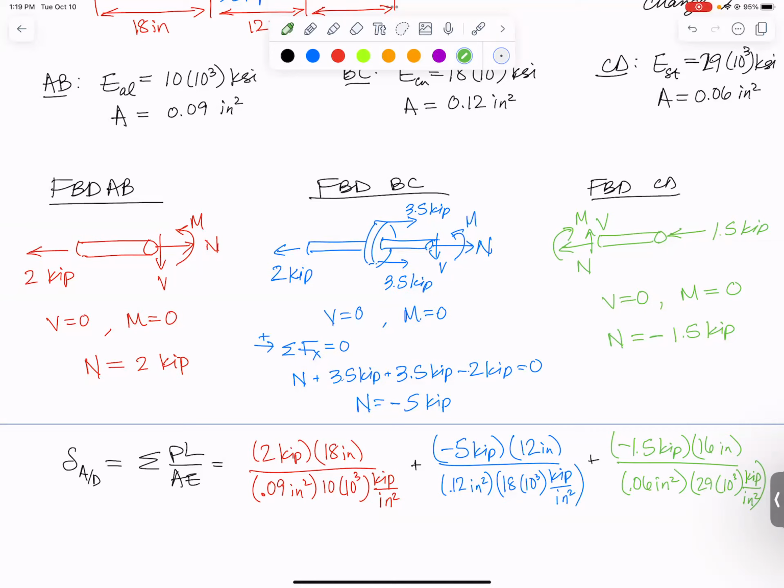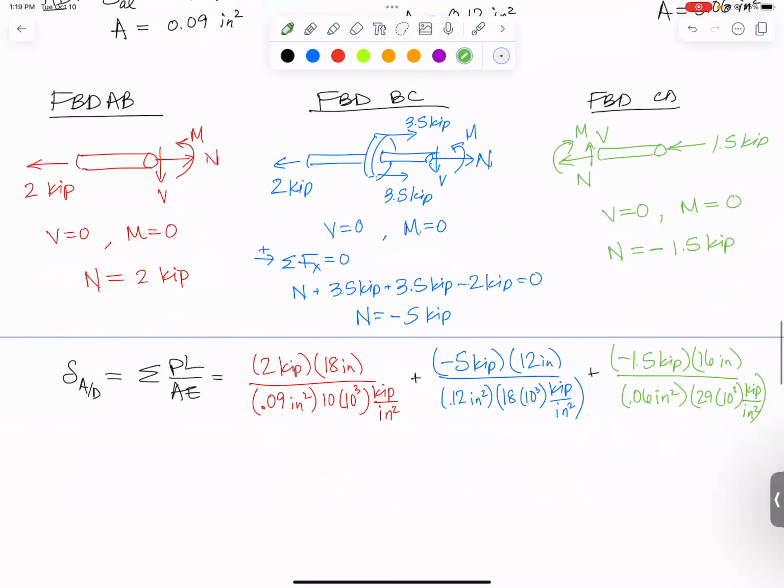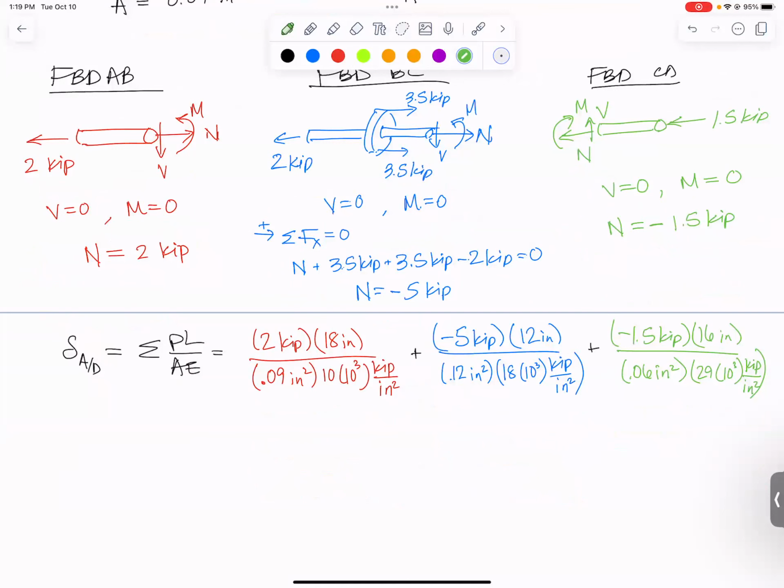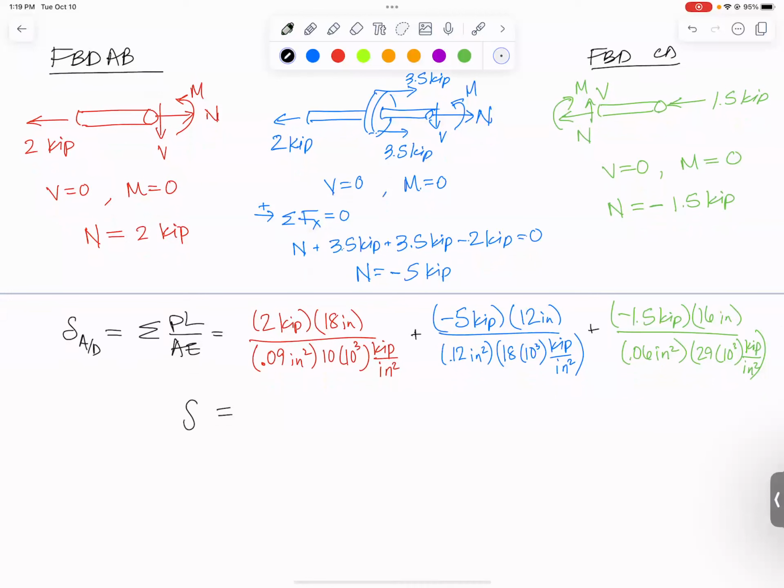And now it's just a matter of dropping it in the calculator. It might be worth double checking that all of the units cancel out. You'll notice we've got kips on the top and bottom in every equation, and inches squared and 1 over inches squared in the bottom of each equation. So we'll be left with inches when we're done. And punching all this into my calculator, I got that delta is -0.00157 inches, which means altogether, this whole assembly got shorter.